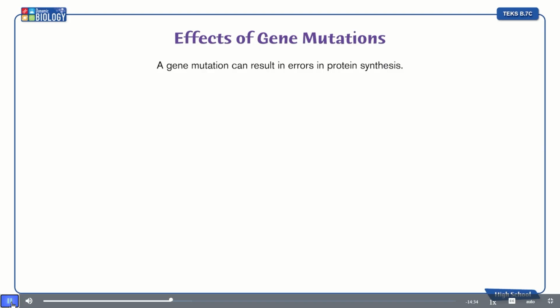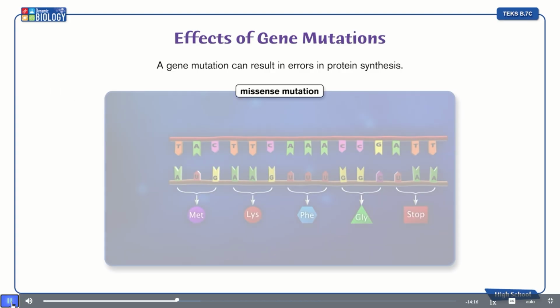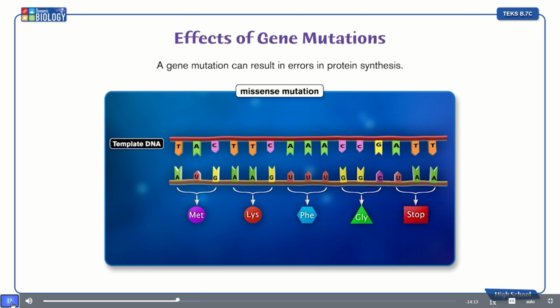Gene mutations can cause 4 kinds of protein synthesis errors: missense mutations, silent mutations, nonsense mutations, and frame shift mutations. Let's look at examples of each of these, starting with missense mutations. In this animation, we can see a template DNA strand, its mRNA transcript, and the resulting amino acid sequence.